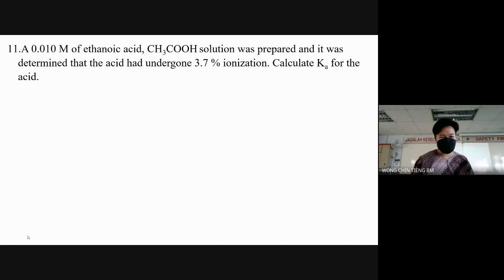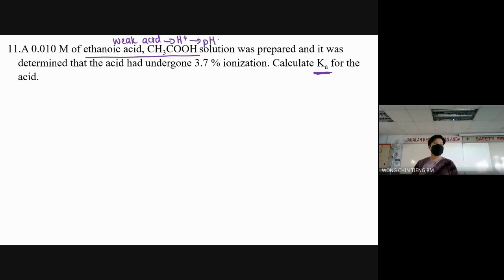Okay, question 11 guys. So over here, I have an ethanoic acid was prepared and it was determined that the acid has undergone 3.7% ionization. Calculate Ka for the acid. Ni adalah soalan yang di mana saya bagi tahu tadi. The question did not give you the Ka or Kb, but the question is asking for the Ka or Kb. And from that, you will also know that your ethanoic acid, CH3COOH, will be your weak acid. And the moment you know that it's a weak acid because of the Ka value yang dia tanya, ni cara senang saya ajak. You know that you will have H+, the one that you will have adalah pH.